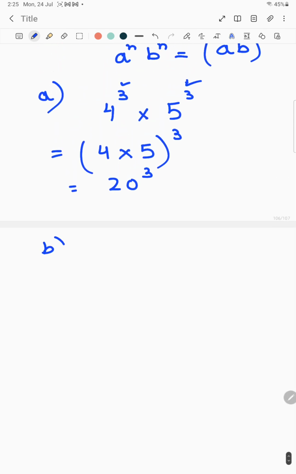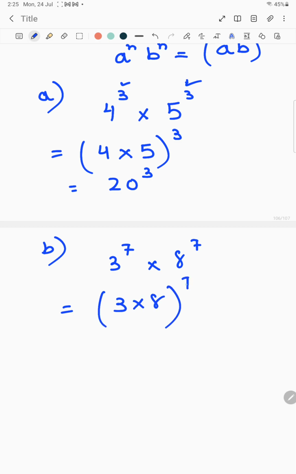We can take another example. If you have 3 raised to power 7 times 8 raised to power 7, the bases are different but the powers are the same. So you write 3 times 8 whole raised to power 7. So 3 times 8 is 24, raised to power 7. So these are the rules of indices.